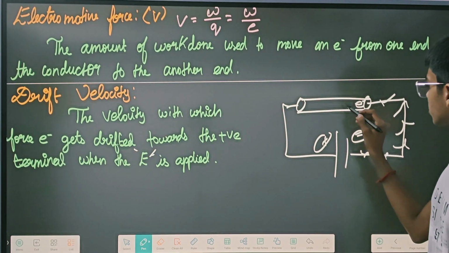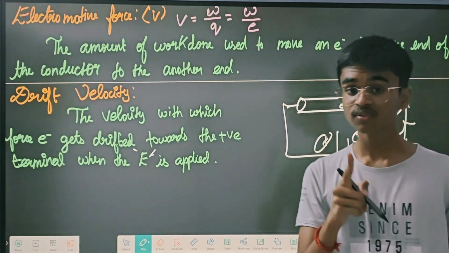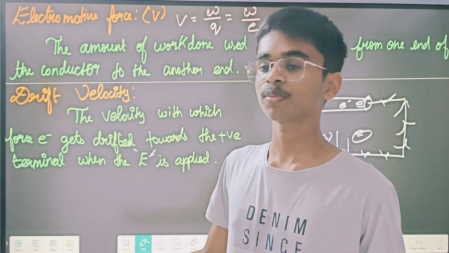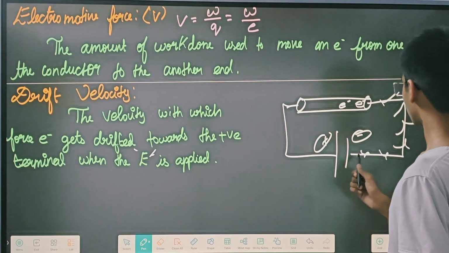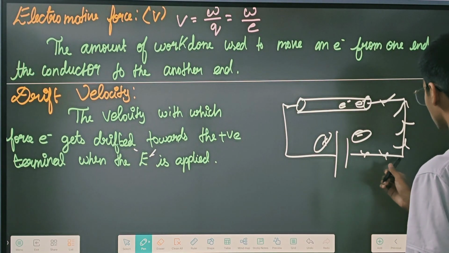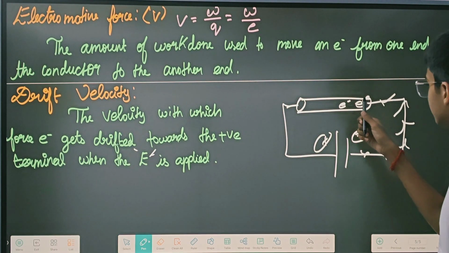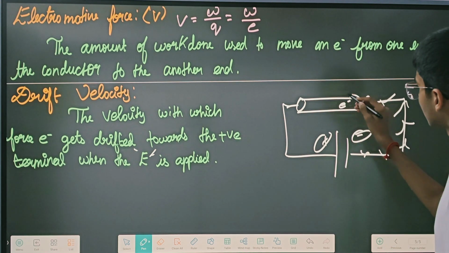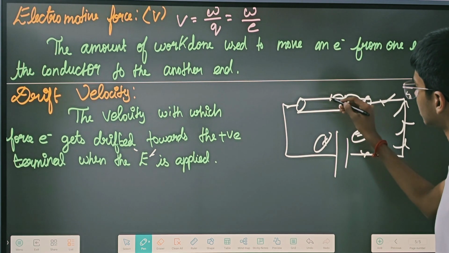So this one electron is going to hit the next electron. Already I've said in the first video itself. If you cannot understand now, then you have to go and check the first video. From here the force is going to come, and the force coming from here will hit this electron. This electron will hit this electron, and this electron will hit the next electron.